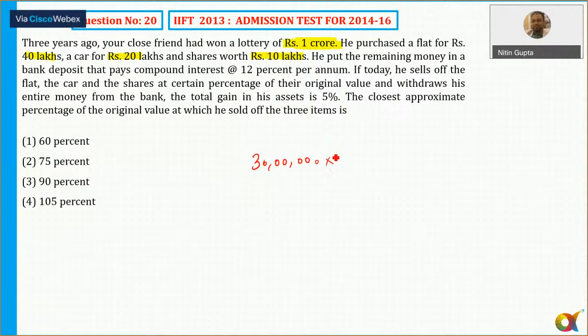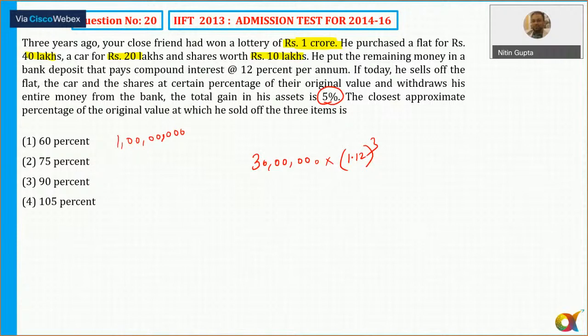And if we think of the amount earlier, what is the amount? If today he sells off the flat, the car, and the shares at a certain percent of the original value and withdraws his entire money from the bank, the total gain in his asset is 5%. Okay, so total gain is basically, it was 1 crore, isn't it? It was 1 crore for me. So the total gain is of 5% here.